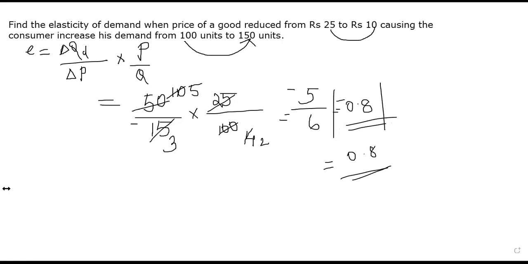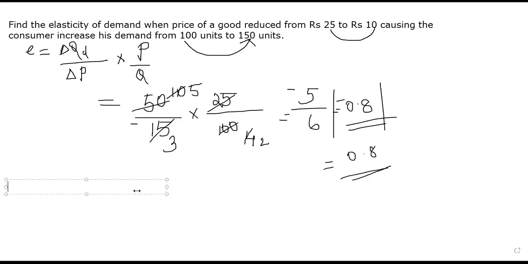Ma'am, can you tell me how minus 15 came? Minus 15, because the price declined from 25 to 10. Okay, you have to think about it logically. It is not like 25 minus 10. The price declined from 25 rupees to 10 rupees. That means there is a decline of 15 rupees. So you will take it as a negative value. Okay. Thank you.